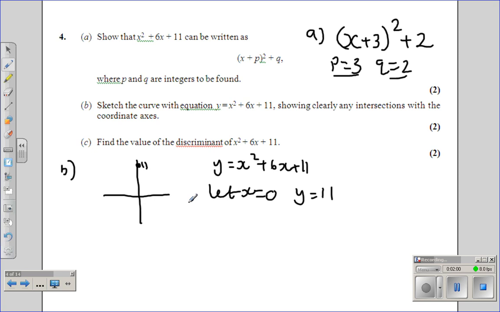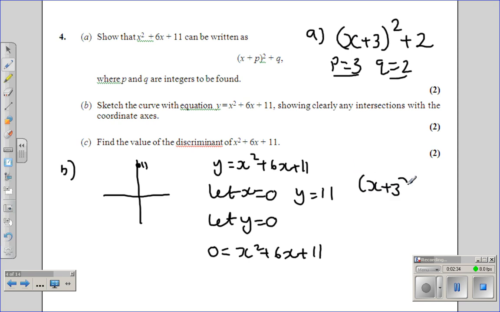Now to find out where it cuts the x-axis, we have to let y equals 0. So we're solving 0 equals x squared plus 6x plus 11. So we'd usually factorize this, but this will not factorize. You will not be able to split this up and have something that times to make 11, but adds to give 6. So it won't factorize. That doesn't mean that there's no solutions. So you could use the quadratic formula, but we've already got the square version. We've already got (x plus 3) squared plus 2, which is exactly the same as this.